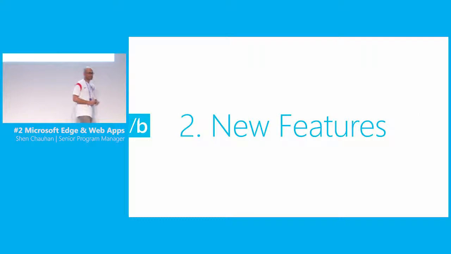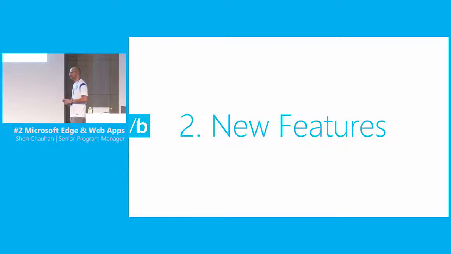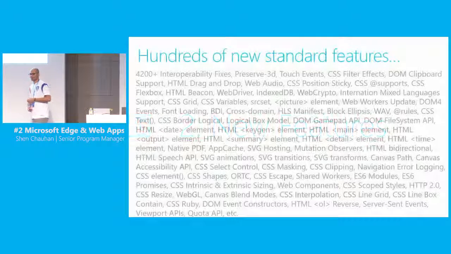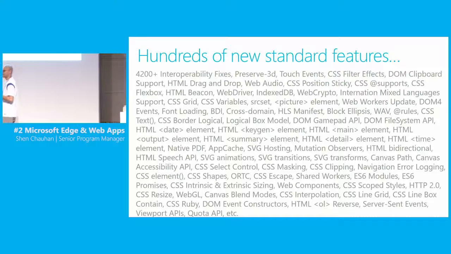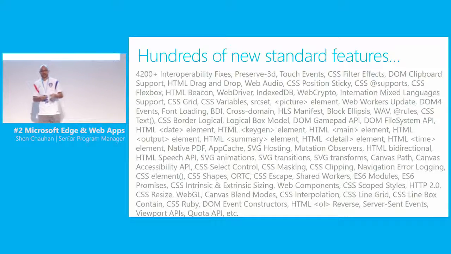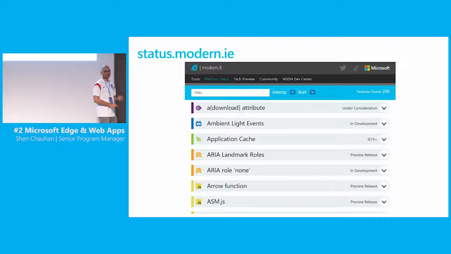So the second thing I want to talk about is new features. Although we've added 4,200 new interoperable features to Edge, we've actually included hundreds of new standard features. And the nice thing about Edge is that now we are only looking after one engine. Not 8, just 1. This means we can get features out faster.